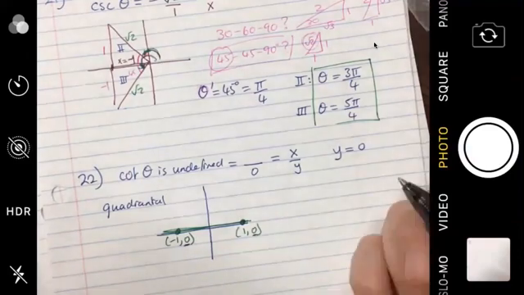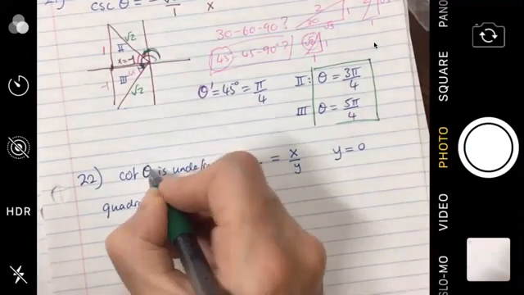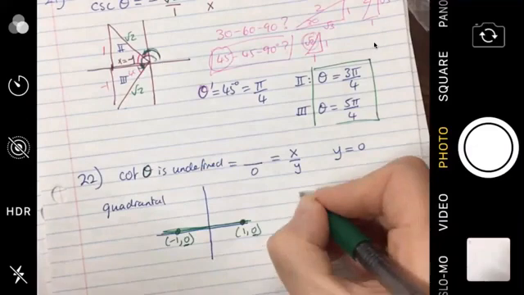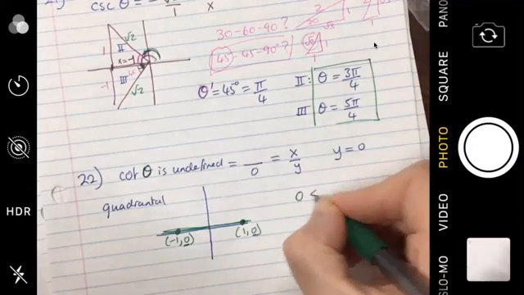But we don't want the points, we want the angles. And we've been told our angle lies between 0 and 2 pi.